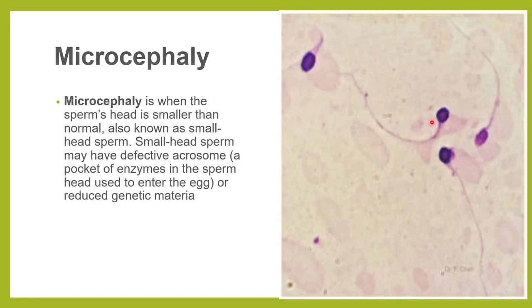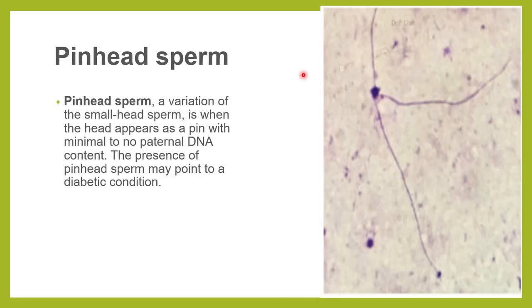Then this is microcephaly. See the head. This is so small. If you compare with the normal, this is very small. So here also there could be a defective acrosome. Then the sperm head can appear very small, or there could be reduced genetic material. This can also cause microcephaly or a smaller head.